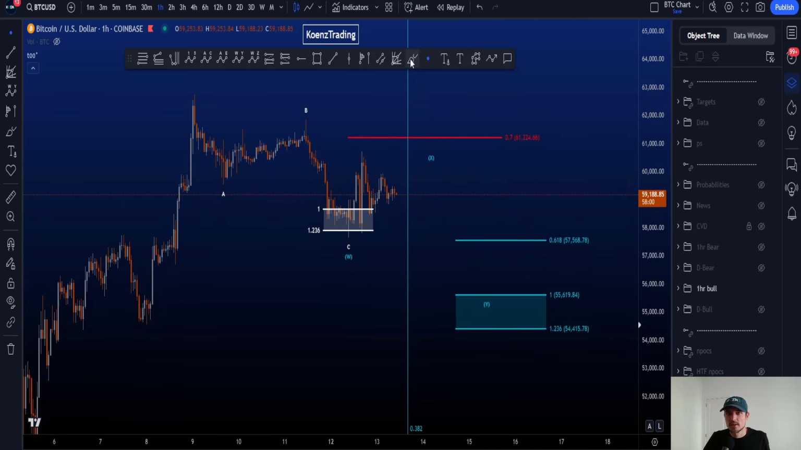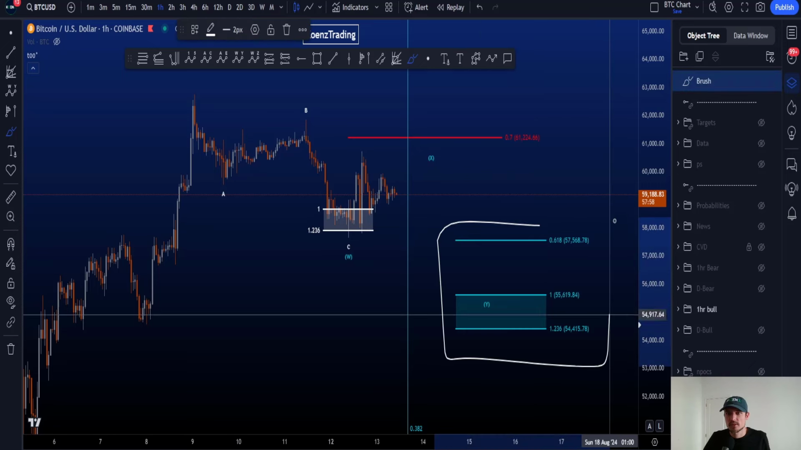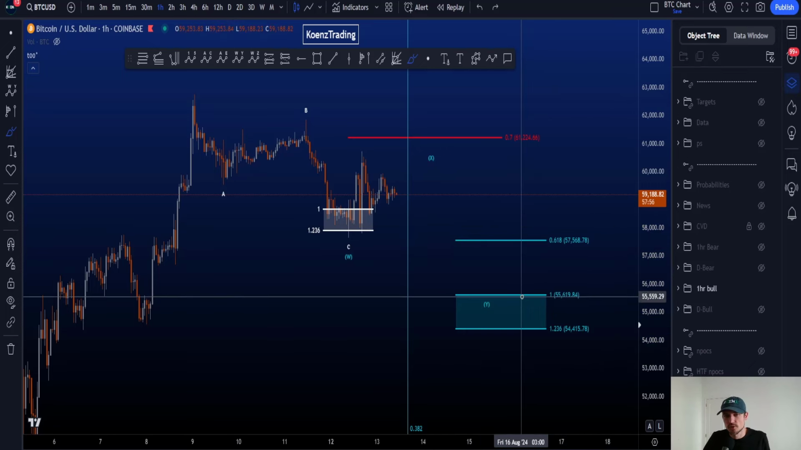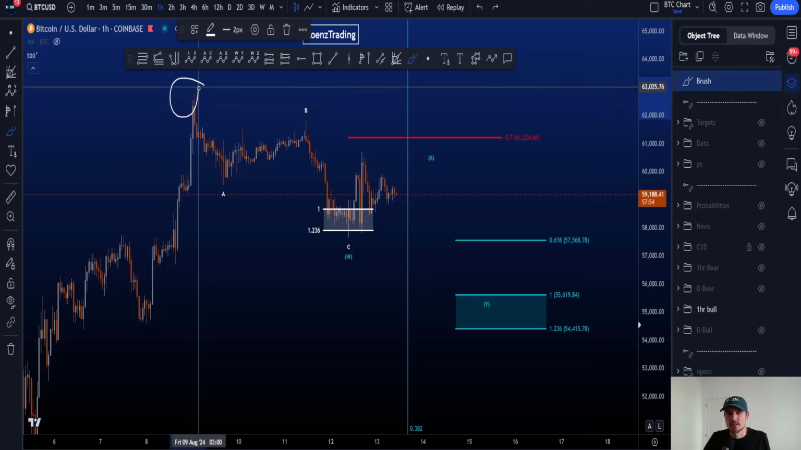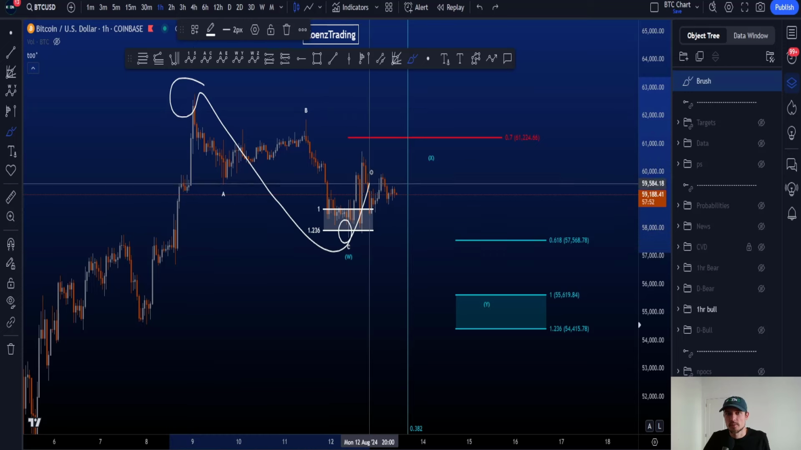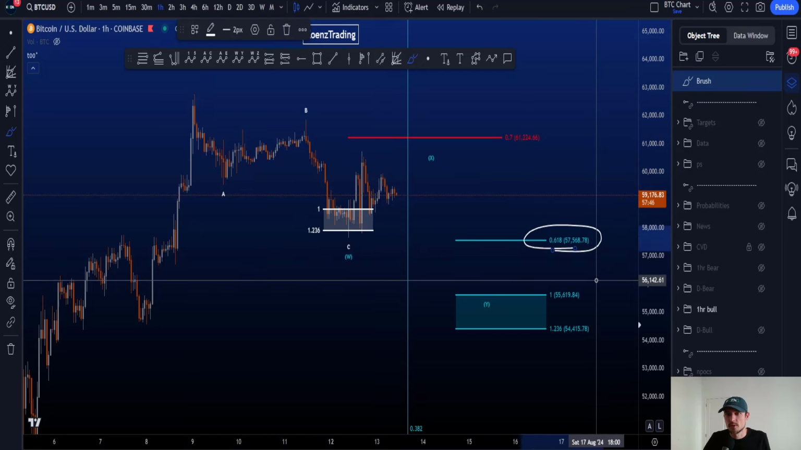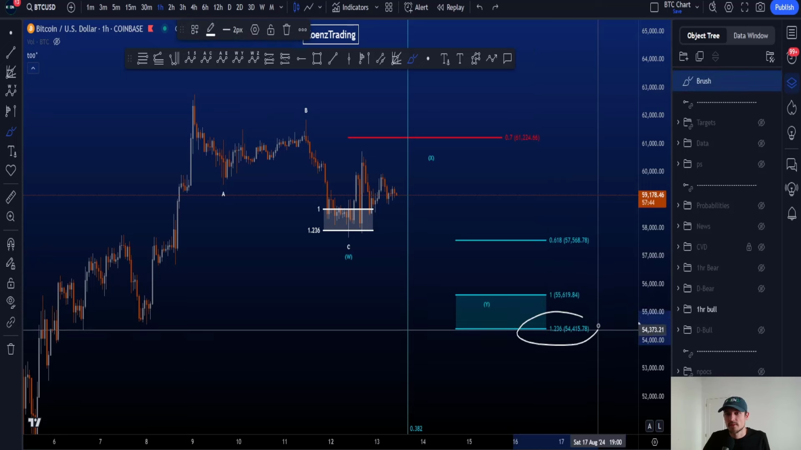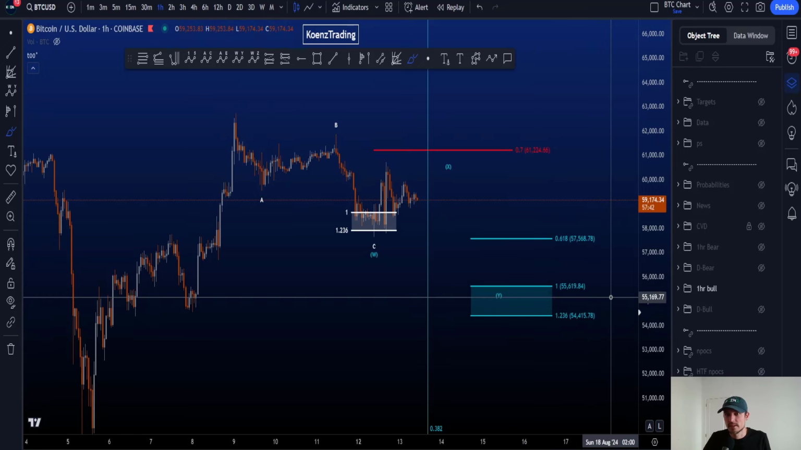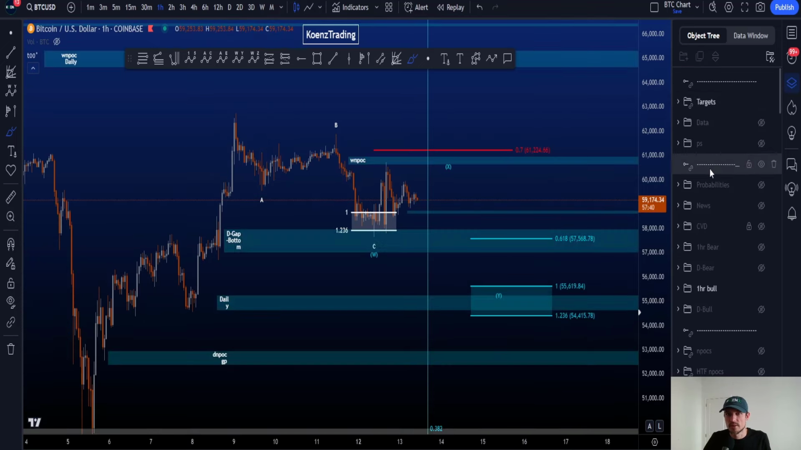Now the target area for your wave Y is between the 0.618 and the 1.236 trend-based fib extension, taken from the start to the end of W to currently the high that we have for wave X, giving you a target of 57.5k minimum, and 54.4k is the lowest target for wave Y.